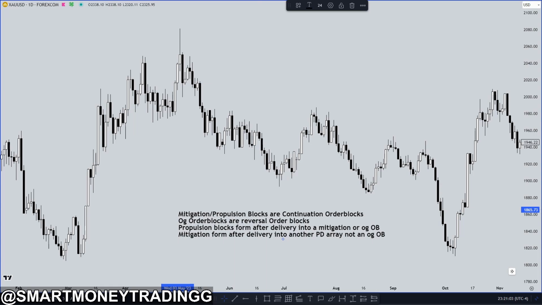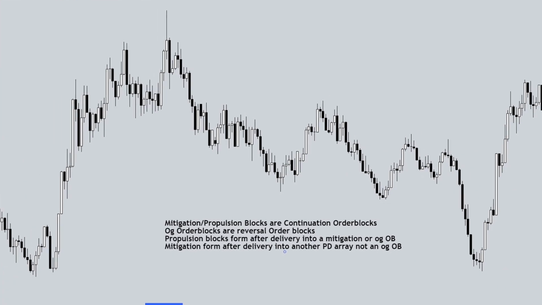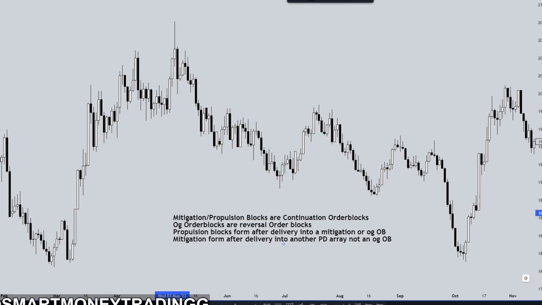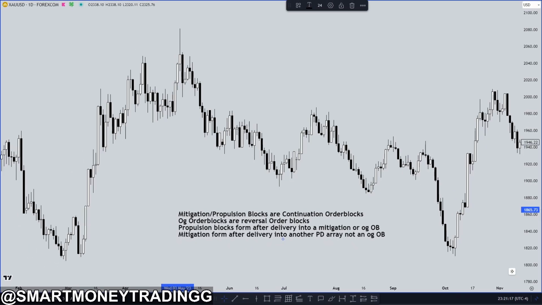All right, so we have it here. Mitigation and proportion blocks are continuation order blocks. The original order blocks are reversal order blocks. Proportion blocks form after delivery into a mitigation or original order block. Mitigation order blocks form after delivery into another PD array, not an original order block. So they can redeliver into an imbalance, into a breaker, or some form of inversed array.